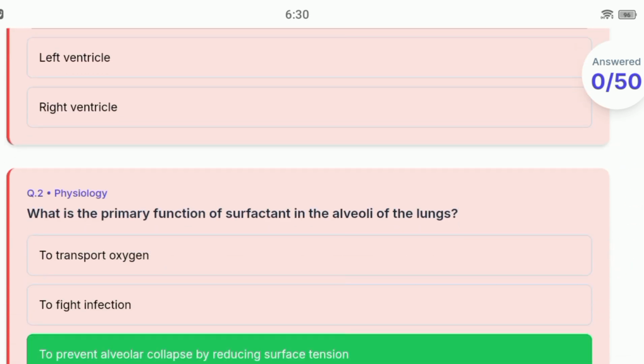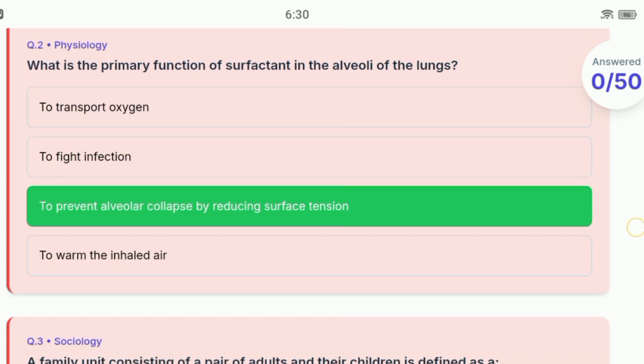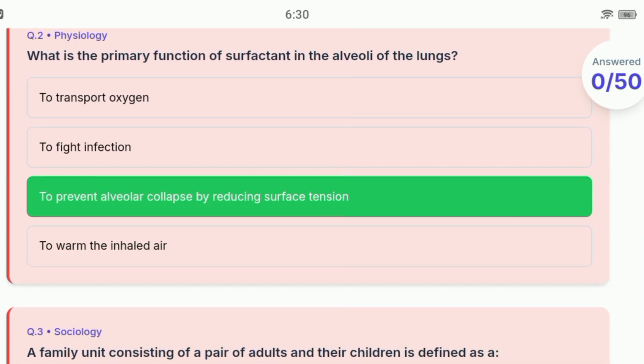Next, number 2, physiology. What is the primary function of surfactant in the alveoli of the lungs? Options are A. To transport oxygen, B. To fight infection, C. To prevent alveolar collapse by reducing surface tension, and D. To warm the inhaled air. So the correct answer is C. To prevent alveolar collapse by reducing surface tension.